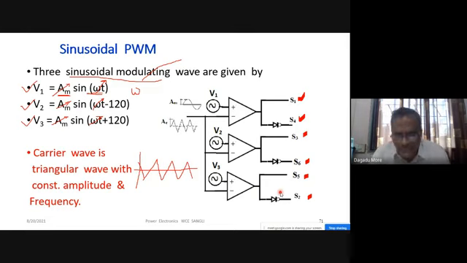So here we generate the switching signals. We call this sinusoidal PWM because we are using a sinusoidal modulating wave for generating the switching signals. We generate the switching signal by comparing two waves: the modulating wave, whose frequency as well as amplitude is variable, is compared with a carrier wave, a triangular wave with fixed frequency and constant amplitude.